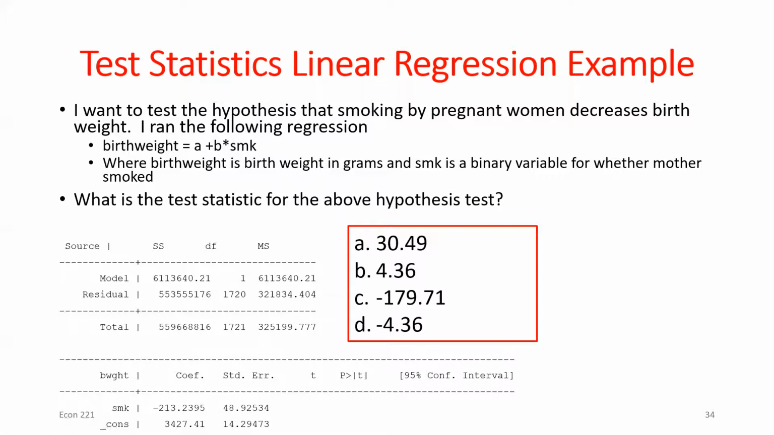Okay. And then here, the intercept is the predicted Y value when the X variable is equal to 0. Well, here, when is the X variable equal to 0? When someone's not smoking while pregnant. So for a mother not smoking while pregnant, the predicted birth weight would be about 3,427 grams. Okay.